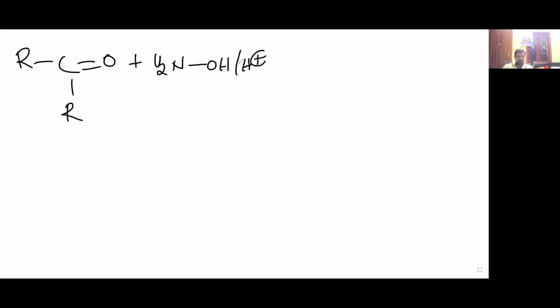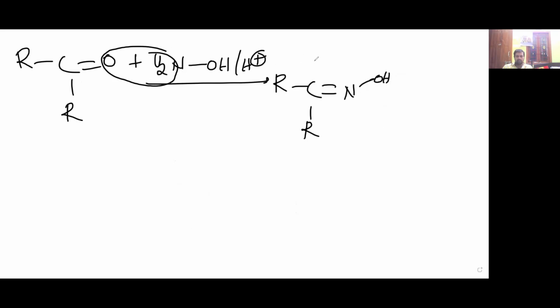Next, now you can take a ketone. R C double bond O R is treated with the same thing, hydroxylamine in the presence of H plus. The same addition followed by elimination reaction takes place, and you are going to get R C double bond NOH. Previously you were getting oxime from an aldehyde, no? That is aldoxime. You are getting oxime from a ketone, and this is called ketoxime.